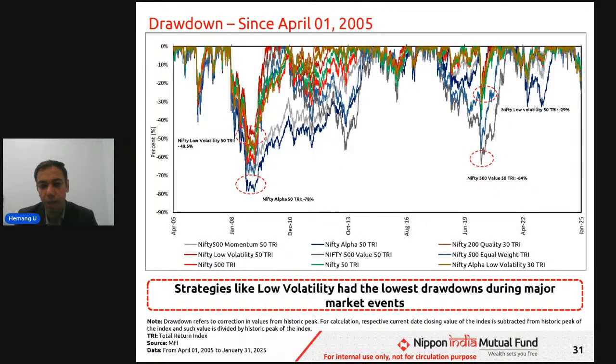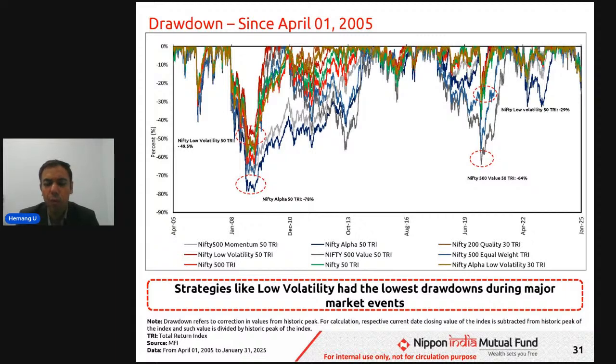So this is plotting, again, from 2005 till January 2025, the drawdowns that we see. Momentum and alpha, which were very bullish and work very well in bullish phases, have seen good drawdowns in the 2008 periods and in the 2020 periods, right? While, as the name suggests, true to its label, low volatility type of funds might have done better in these drawdowns. As you can see, during 2008, low volatility was the one which has fallen the lowest. Similarly, in the 2020 COVID era, also during turbulent times, low volatility had the lowest drawdown.